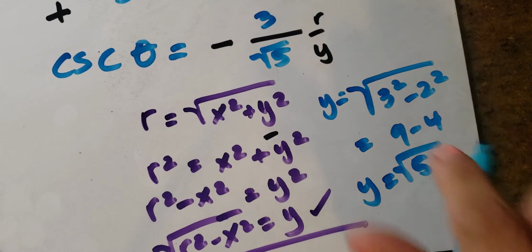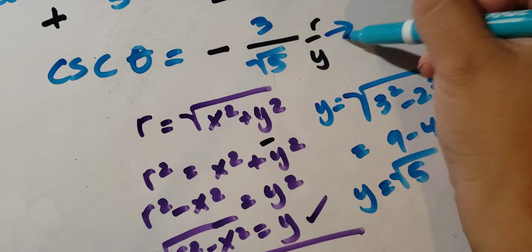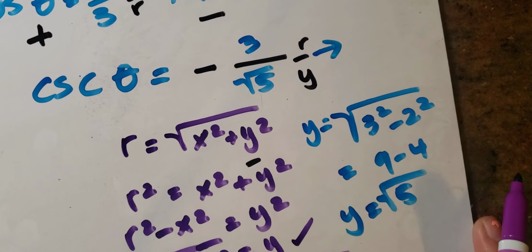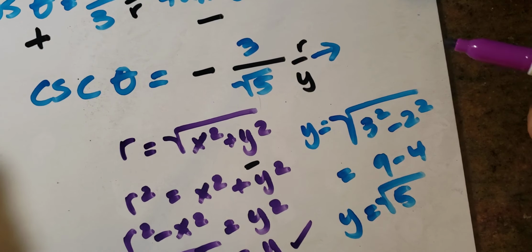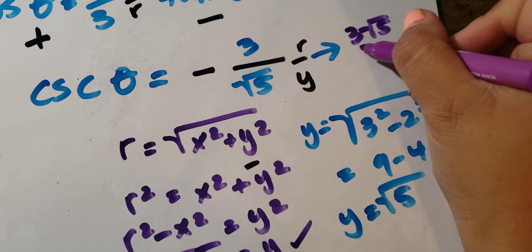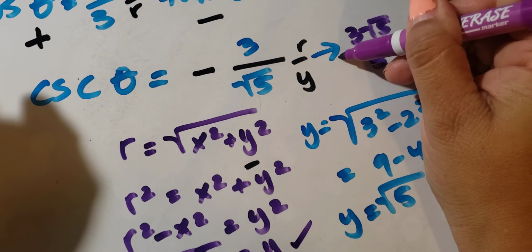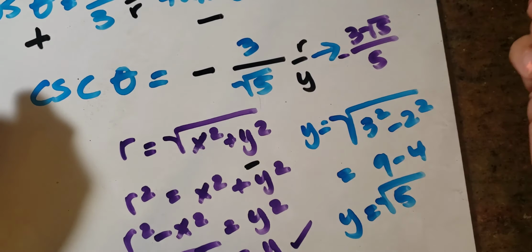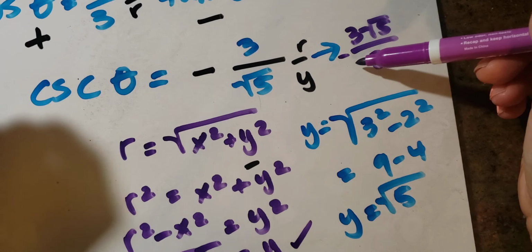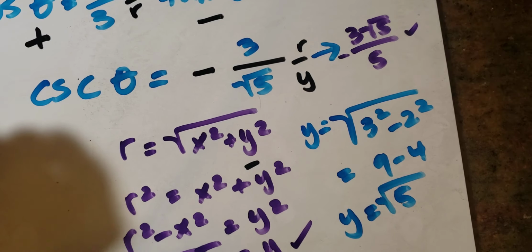Okay, so it would be negative 3 over square root of 5, but we know better. We are going to clean it up. And by now, we should be a little bit faster with our shortcuts, okay? So 3 radical 5 over 5. And then don't forget, it should be negative. So cosecant theta equals negative 3 radical 5 over 5. And that should be our final answer.